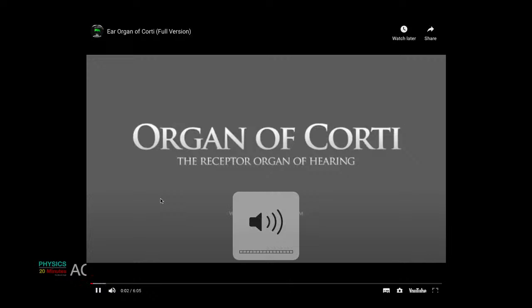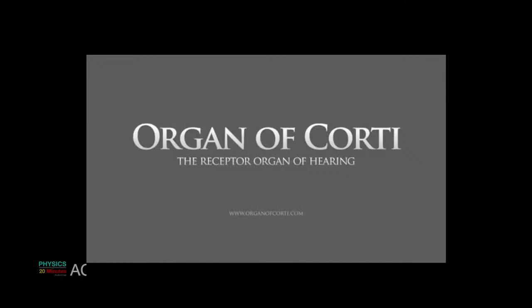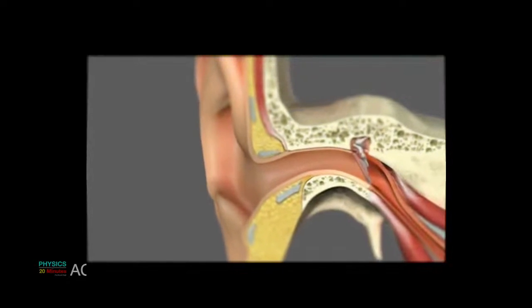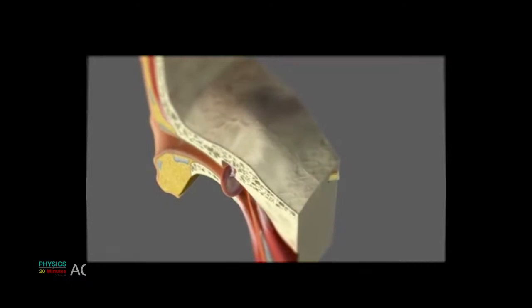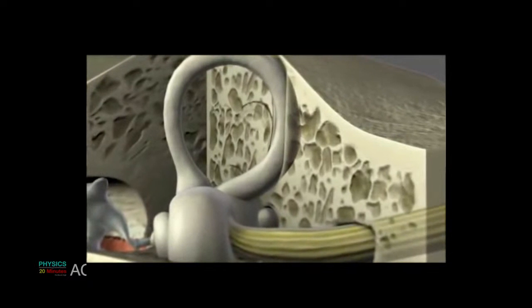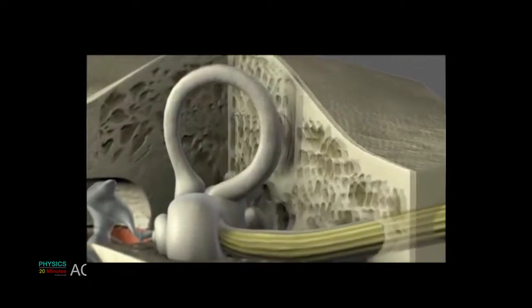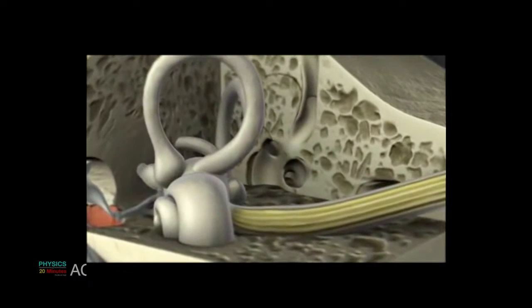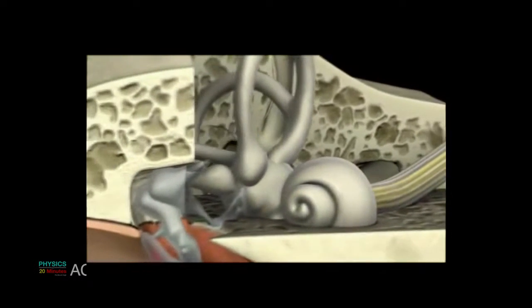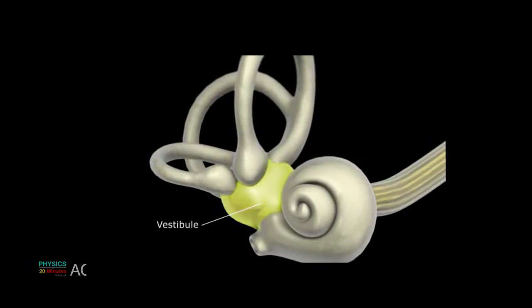To hear, our ears must capture sound, transmit it to the organ of Corti, and translate it into neural impulses to be delivered to the brain. The organ of Corti is located in the cochlea, a spiral, three-chambered, snail-like structure, 10 millimeters wide, within a bony matrix. The organ of Corti extends from the anterior part of the vestibule and coils for about 2.5 turns around a bony pillar, called the modiolus.